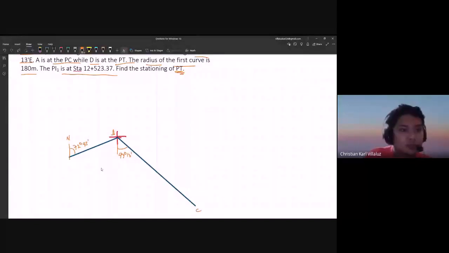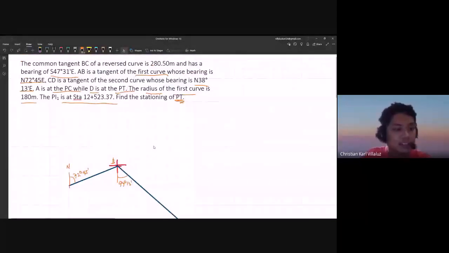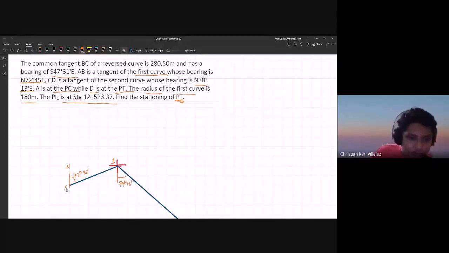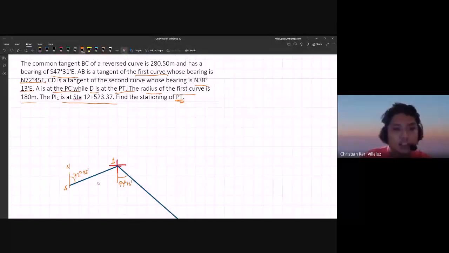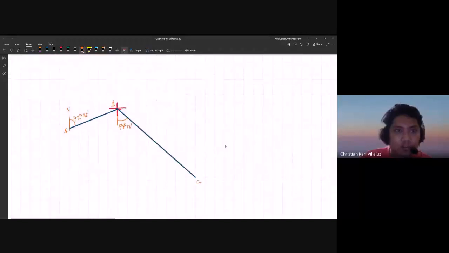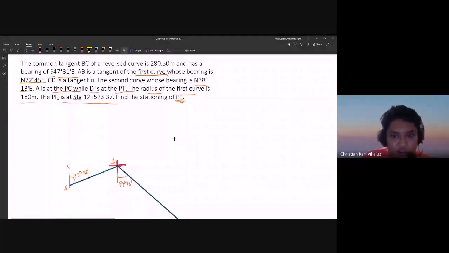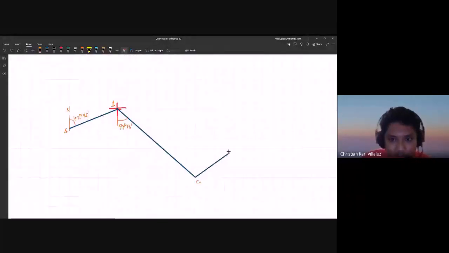CD is tangent of the second curve. Okay. So, CD naman, north 38, 13. So, dito, color blue. North going east, 38. Ayan. Okay.